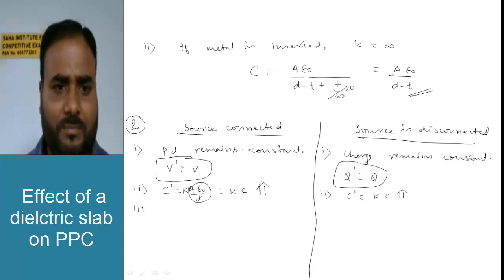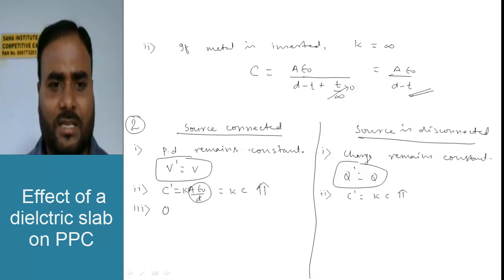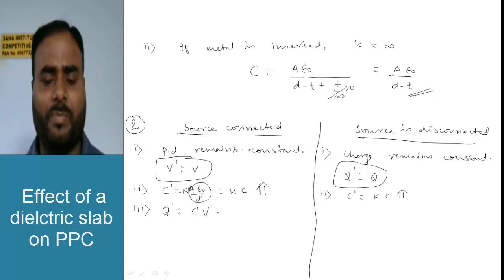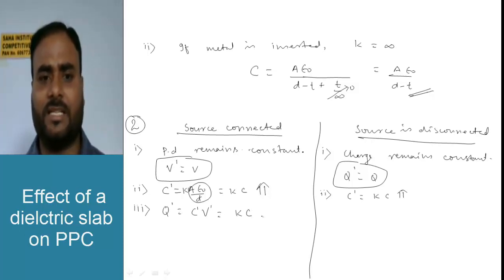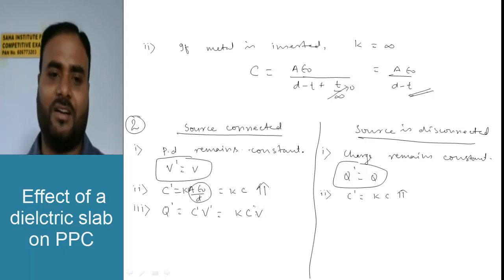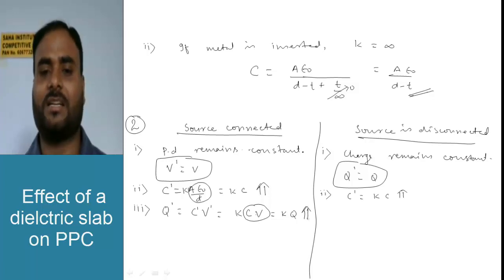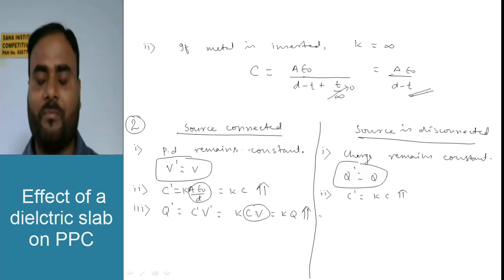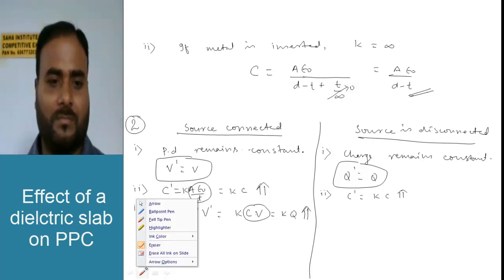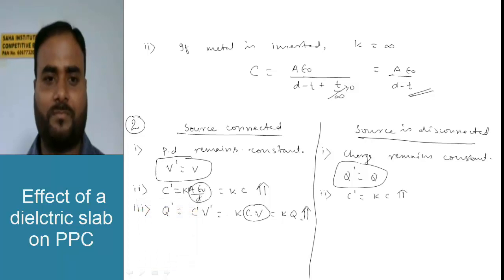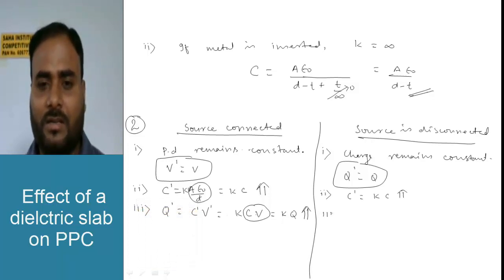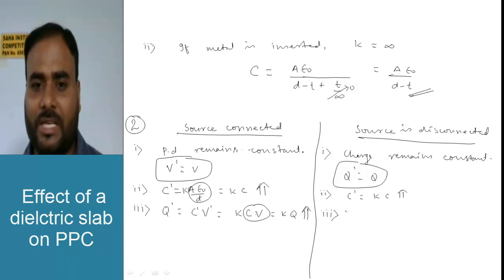Okay. Now number 3, how will the charge change? So the new charge is equal to, we know, the new capacitance times the new PD. The capacitance has increased by K times and the PD has remained unchanged. So K C times V is equal to K times the original capacitor charge. So you have seen that the charge has also increased. Okay. Now how will the PD change here? Because the charge has not changed, how will the PD change here?